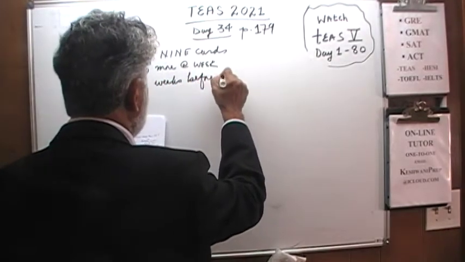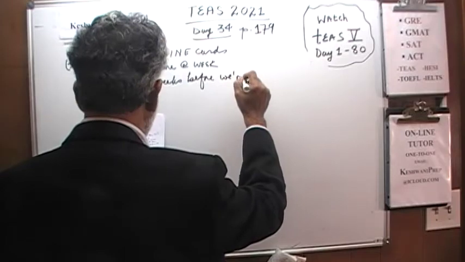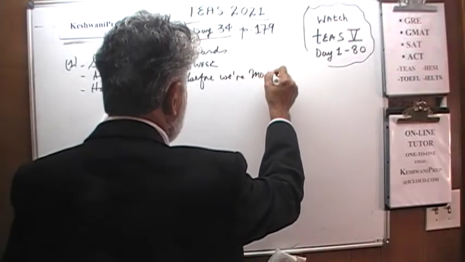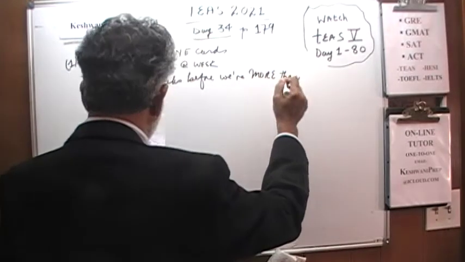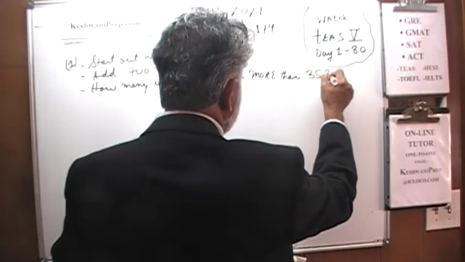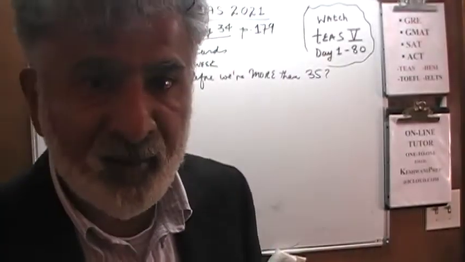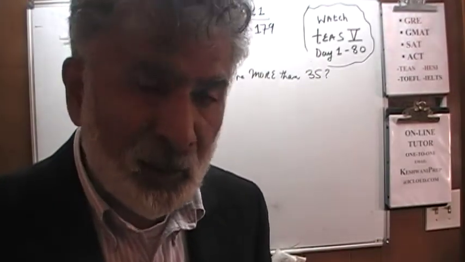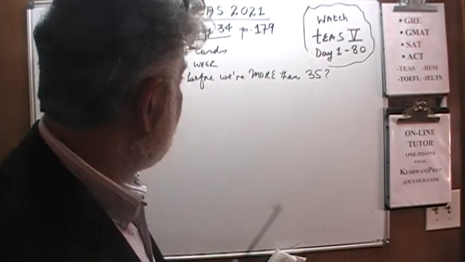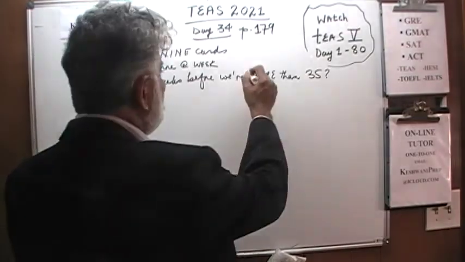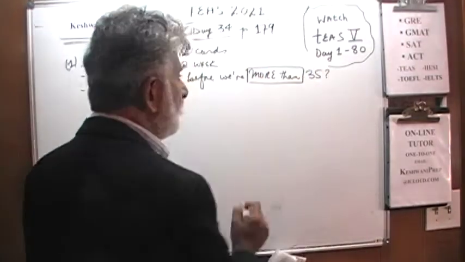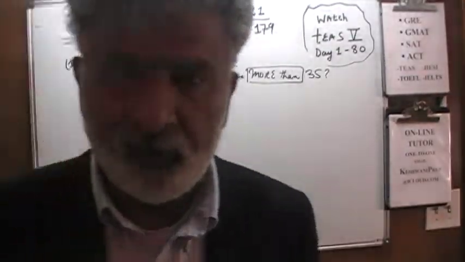before we have more than 35 cards. It doesn't say how many weeks before we have 35 cards. That would have been an equality, that would have been an equation. Here we're dealing with how many weeks before we have more than 35 cards. That's what makes it an inequality.